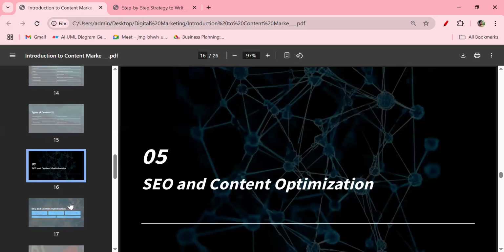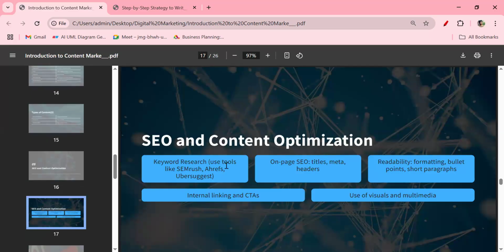Fifth is SEO and content optimization. So in keyword research, we have to use tools like SEMrush, Ahrefs, and Ubersuggest. Okay, so there are different keywords, and let's suppose you take 10 keywords. Among those 10, the top 3 keywords are more impactful than the other 7. So you have to find which keywords are more impactful, and you find those keywords through Ubersuggest, SEMrush, and Ahrefs, along with on-page SEO: titles, meta, and headers.